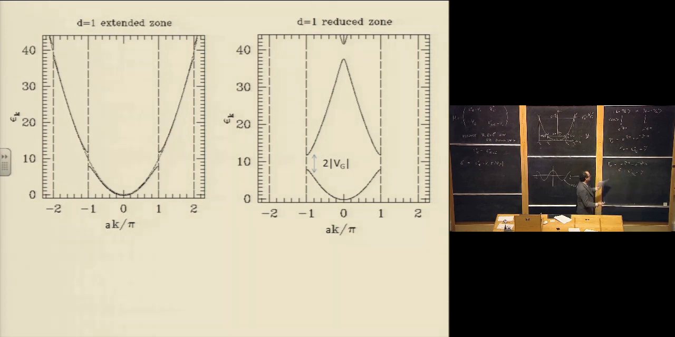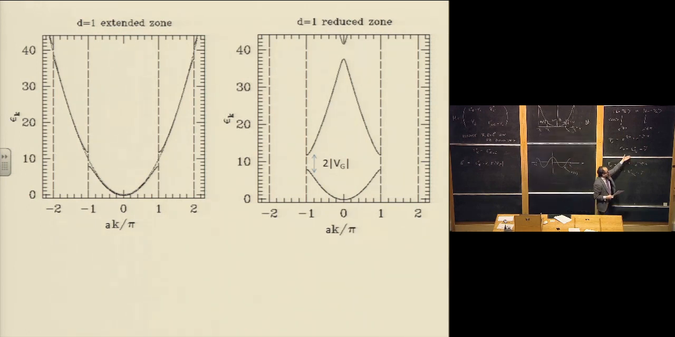So one of these linear combinations of these plane waves is getting pushed up in energy, and one of them is getting pushed down in energy by V twiddle. Again, we have these two plane waves, one going left, one going right. They're getting mixed together by this periodic potential, and one of the two eigenstates has been pushed up in energy, one has been pushed down. Why is that? Well, let's see if we can figure that out.